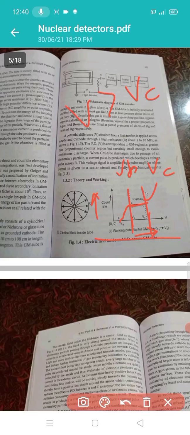A faithful counter is one which produces one and only one pulse for every particle passing through the GM tube. See, it is important. Therefore, after producing the first pulse, the tube must be quenched, and it must be reset to record the next incoming particle.